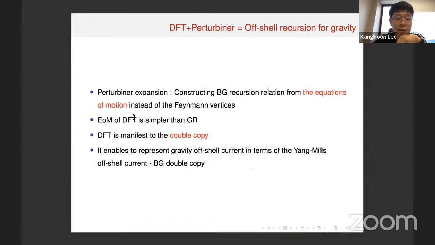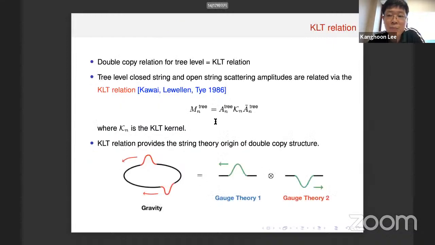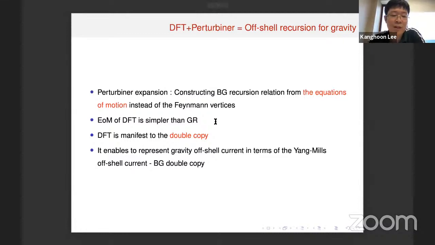So we can combine these together, and we can define the Perturbiner expansion for the generalized metric. And then if we substitute that into the DFT equations of motion, then we can get the Berends-Giele recursion relation, not using any Feynman vertices. And one interesting thing is that the double copy is encoded in double field theory.